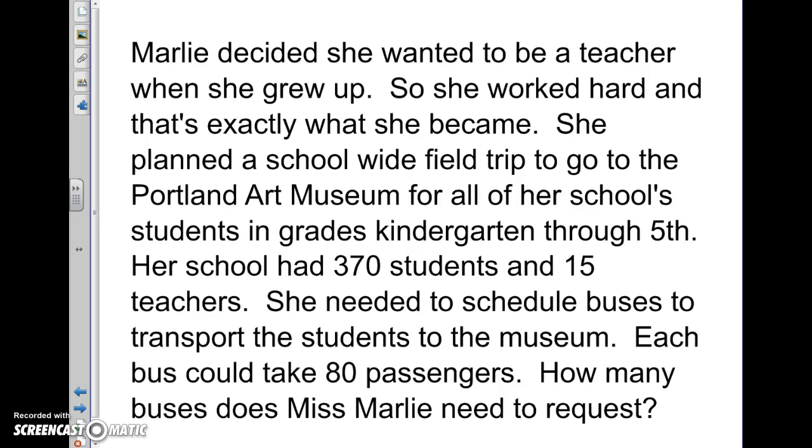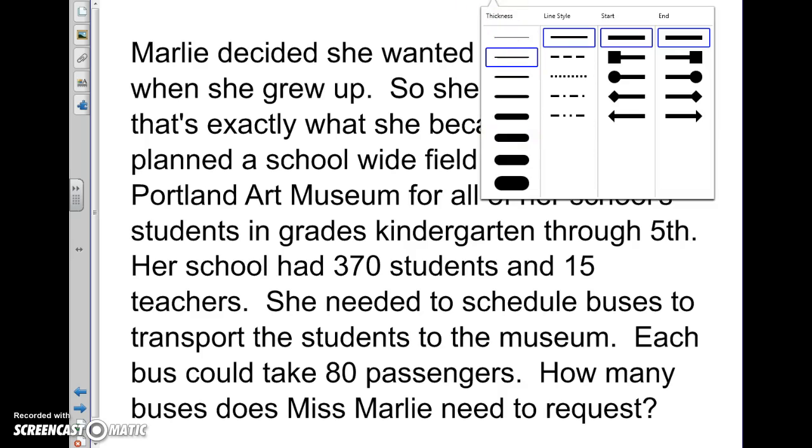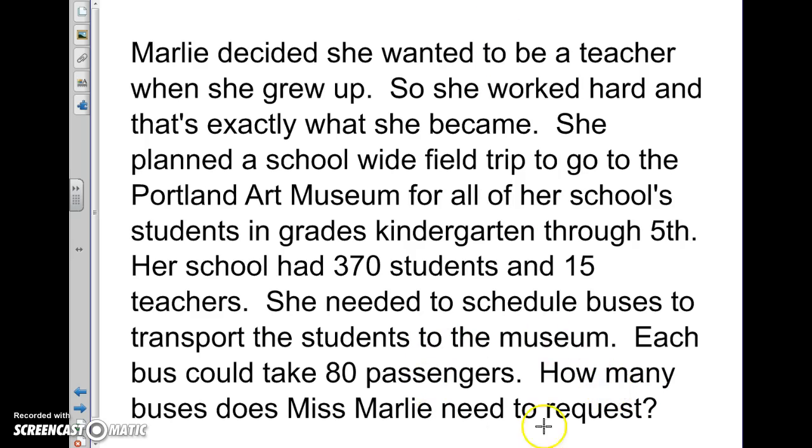All right, what is the first thing that we need to do when addressing a word problem? How are we going to go about tackling this problem? What's the first thing we need to do? Okay, that's right. The first thing that we need to do is look at the question. So, the question is, how many buses does Miss Marley need to request?